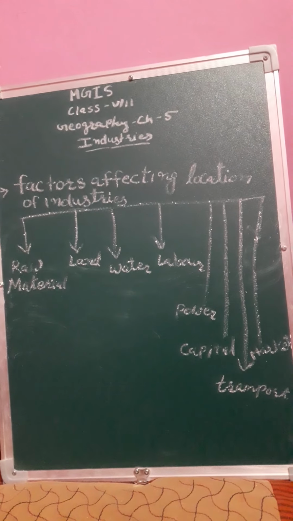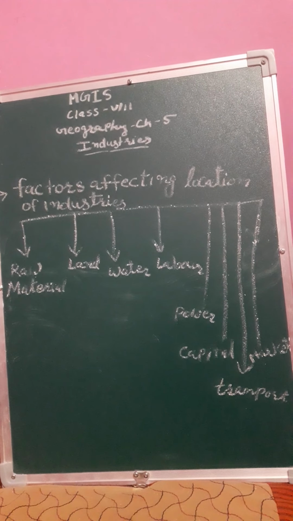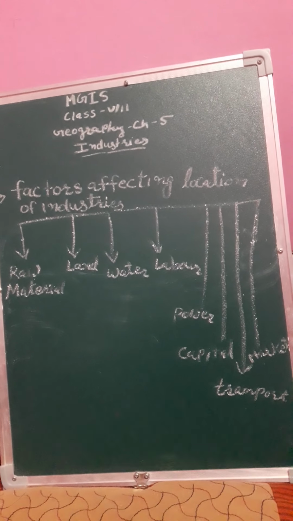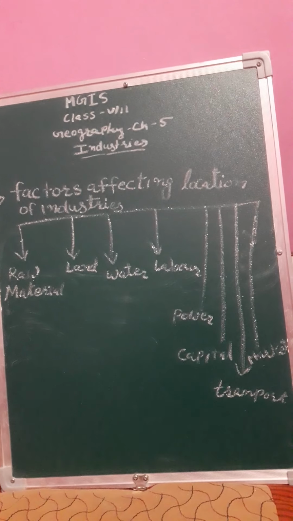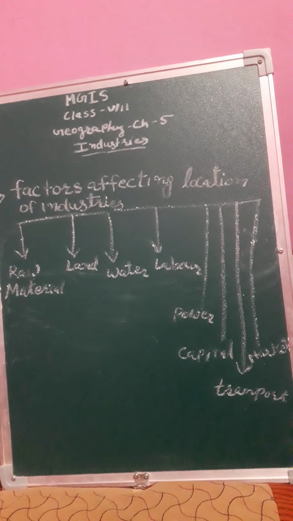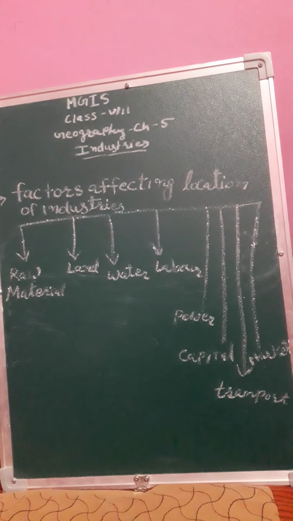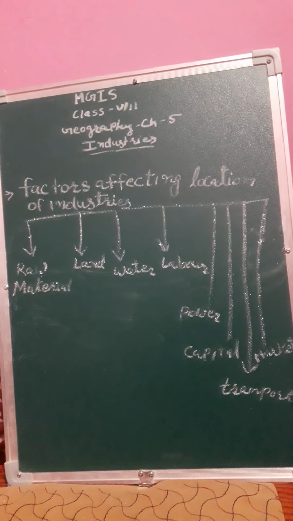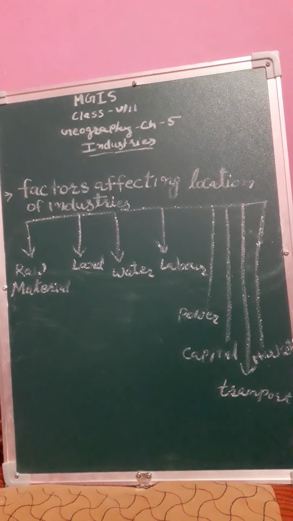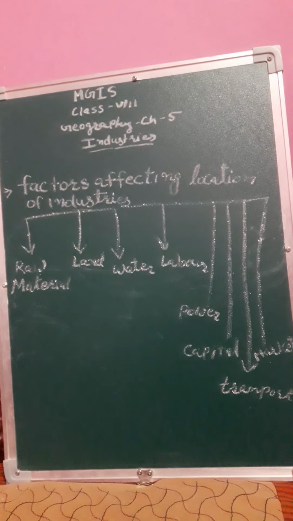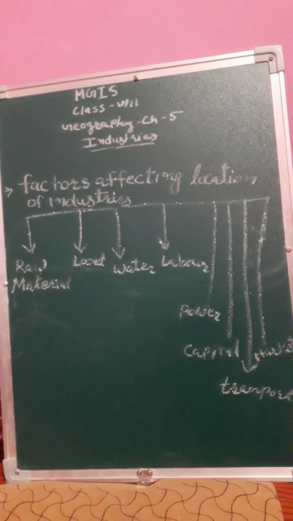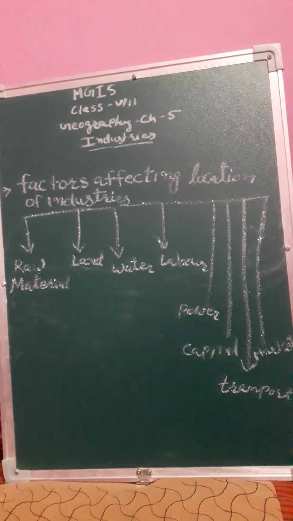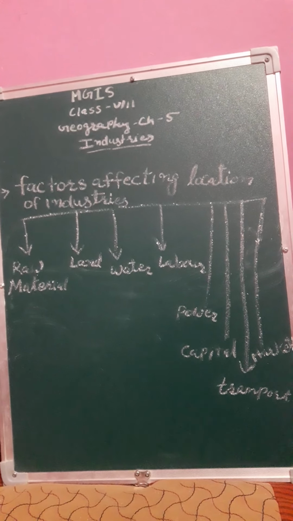Next, power. Regular supply of power is a prerequisite for the location of industries. Coal, mineral oil and hydroelectricity are three important conventional sources of power. Most of the industries tend to concentrate at the source of power. The iron and steel industry, which mainly depends on large quantities of coking coal as a source of power, is frequently tied to coal fields.